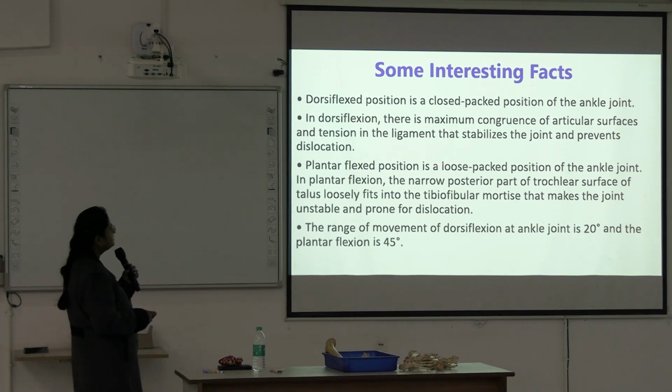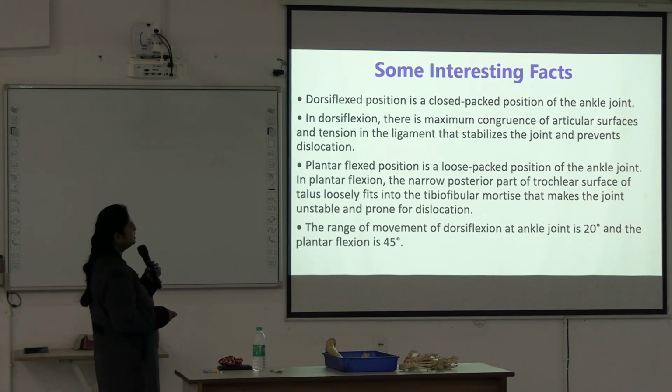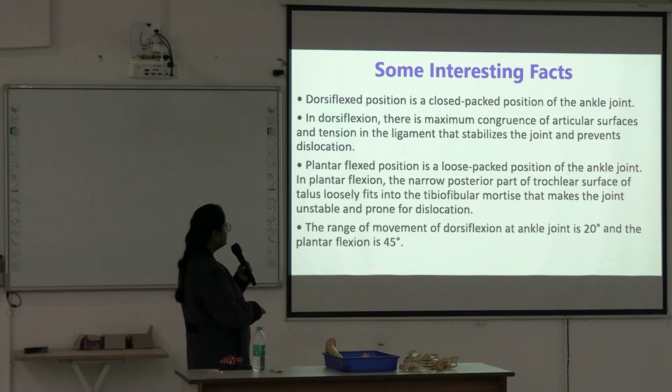And the plantarflexed position is the loose packed position of the ankle joint. In plantarflexion the narrow posterior part of the trochlear surface of the talus fits loosely into the tibiofibular mortise, and that makes the joint unstable and prone to dislocation. The range of movement of dorsiflexion of the ankle joint is 20 degrees and plantarflexion is 45 degrees. Okay, understood? When you do this in your own leg, you can feel it. Not much dorsiflexion is possible, only 20 degrees, and plantarflexion can be done up to 45 degrees. Next.